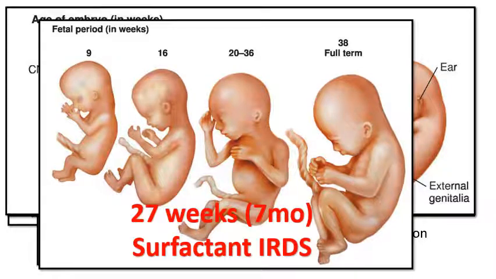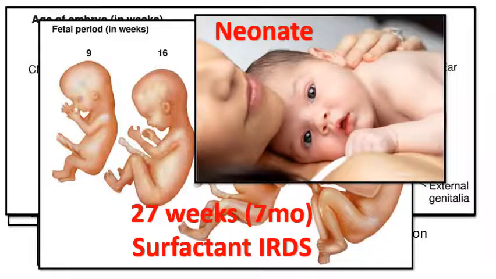What happens at 27 weeks or 7 months? Do you remember when we talked about the respiratory system? This is the period when the type 2 cells in the lungs begin to make surfactant. If a baby is born prematurely, prior to 7 months, they may suffer from infantile respiratory distress syndrome. Okay, now the baby comes out, we have a neonate.